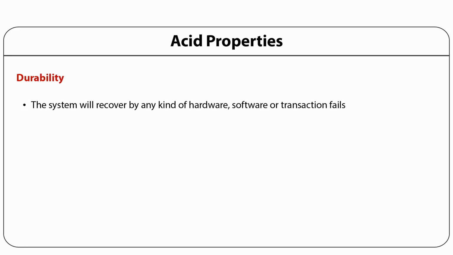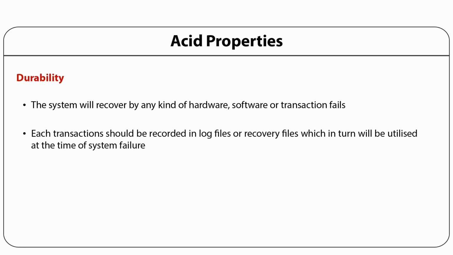The second point says that each transaction should be recorded in log files or recovery files, which in turn will be utilized at the time of system failure. That means when any kind of transaction is happening on the system, there should be a log file or some kind of recovery files. There should be a record in the system, so that we know what has happened and when, and if there is any problem in future, we can trace it back through log files.